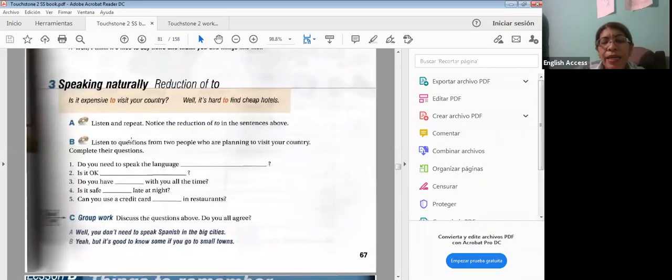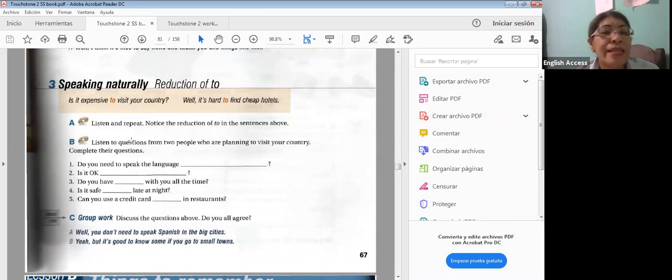Okay, so we are here, page 67. One more time. This is speaking naturally. We had the reduction of "to". So here we have a question and answer. We are just going to repeat this information in the box. I'm going to read and you repeat after me, okay?